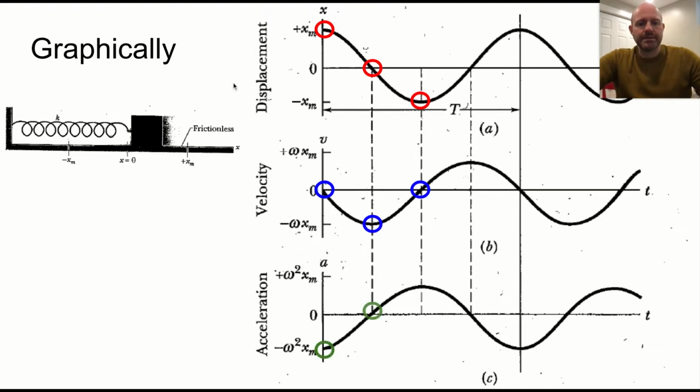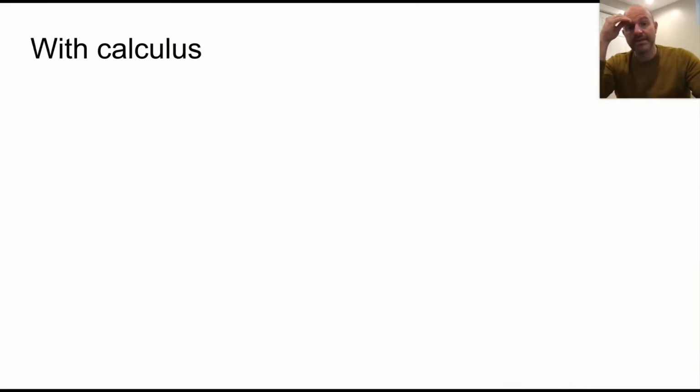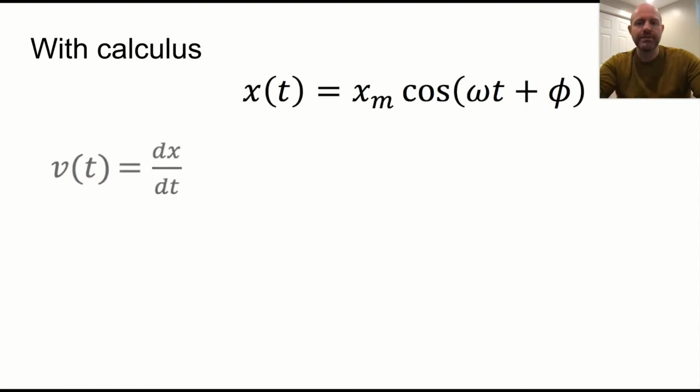When we get the acceleration, the same kinds of things happen. When you're at maximum positive displacement, you have maximum negative acceleration. When you're at 0 displacement, 0 acceleration, because you're not stretching or compressing our spring or displacing our oscillator, and again, at the top. So with calculus, we can do this too.